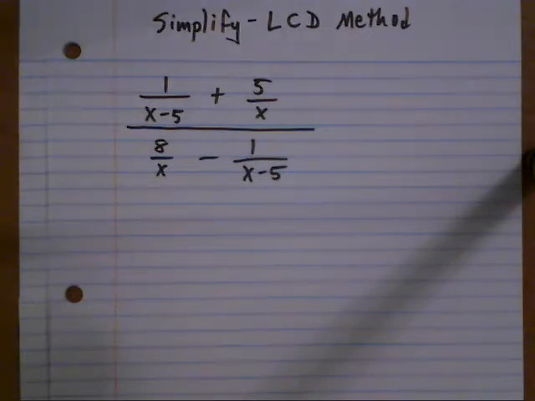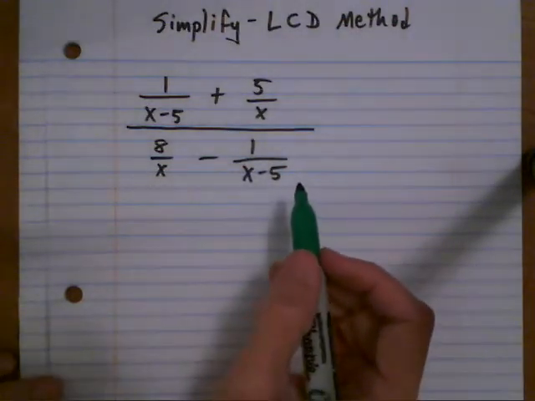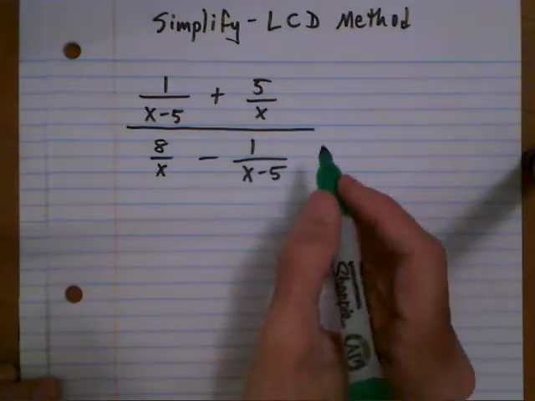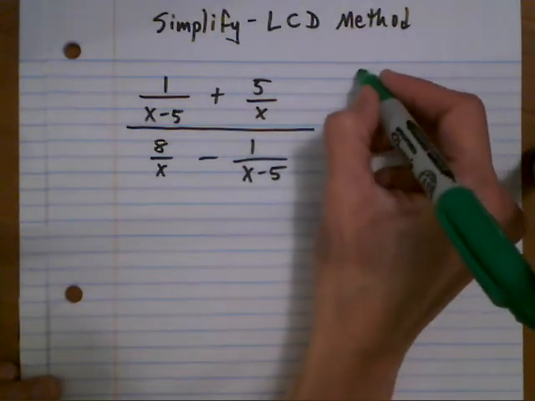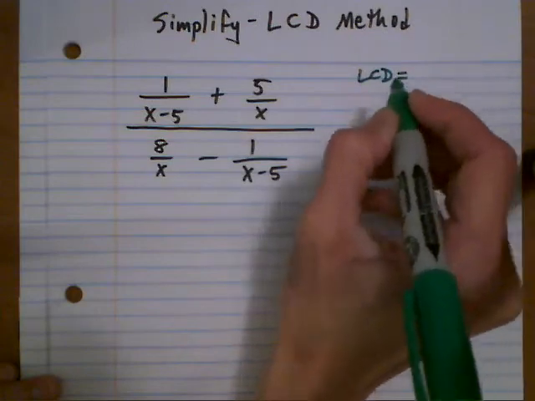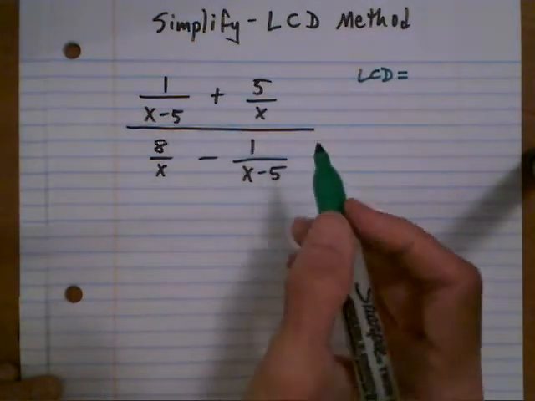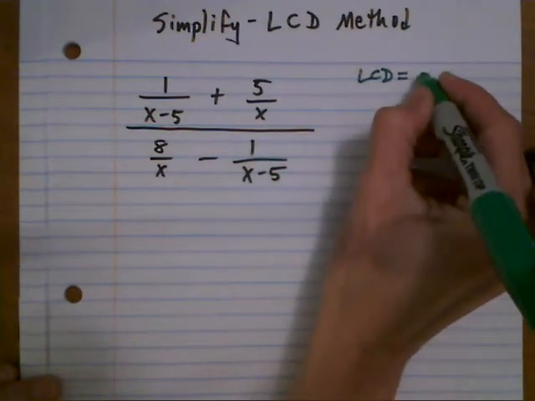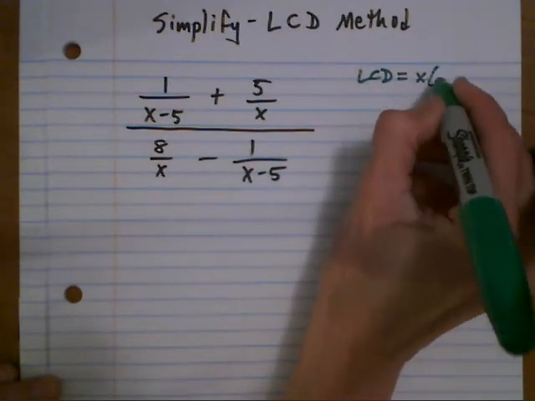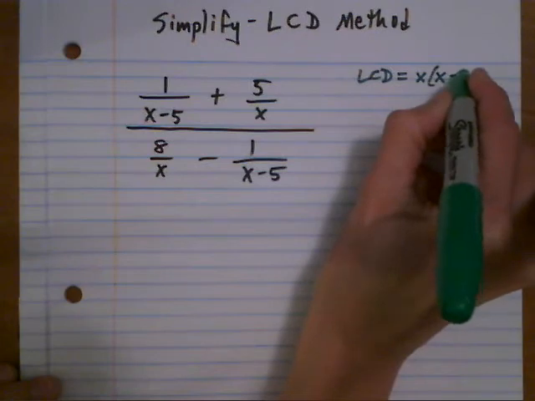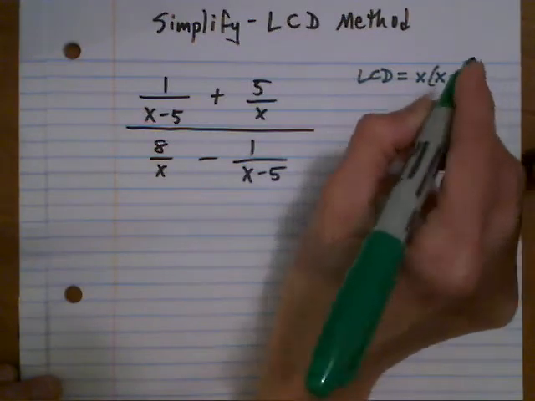Here's another problem where we'll simplify a complex fraction using the LCD method. First thing we want to do is figure out the LCD. So the LCD for all denominators here is x and x minus 5. And remember, you take each factor that you see in a denominator, the most number of times you see it appearing in any one denominator.